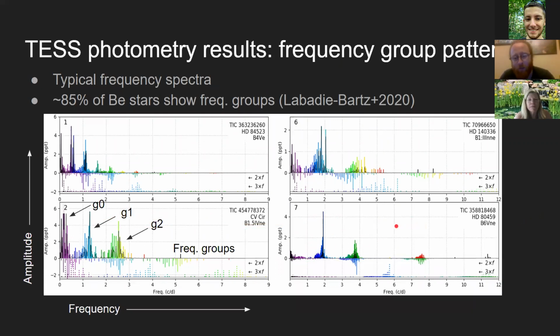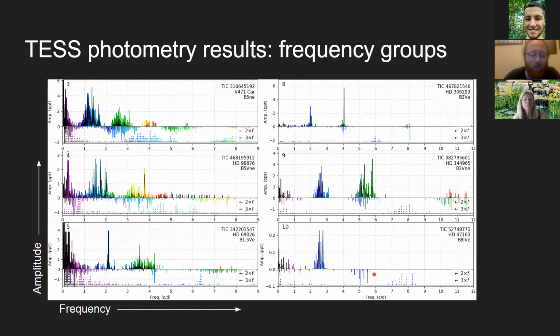And just really quick on these plots, I show the frequency spectrum in the main part of the plot. And then the reverse of that, upside down, is the same frequency spectrum, but multiplied by 2. The point of that is to show that, like in this case, this second frequency group here is basically the mirror image of the first frequency group, just at twice the frequency. And likewise, this third frequency group is at about twice the frequency of the second frequency group. And they have similarities in their shape. So there seems to be some relationship between the groups in these stars.